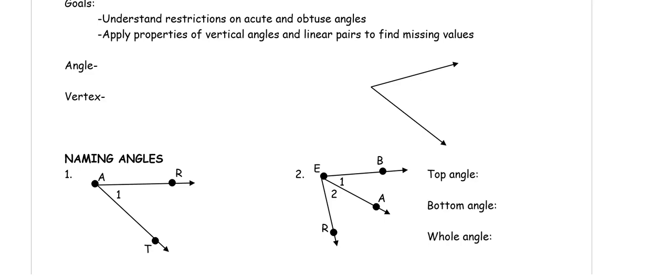This video is about understanding restrictions on acute and obtuse angles and applying properties of vertical angles and linear pairs to find missing values. So first, let's review what an angle is.